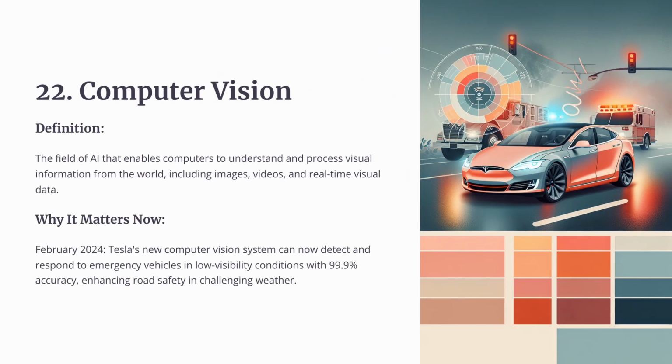Computer vision is the field of AI that enables computers to understand and process visual information from the world, including images, videos, and real time visual data. We're teaching computers to see and understand the world just like we do. Tesla's advancement with emergency vehicles is particularly impressive because it works in conditions where even human eyes might fail. Think about driving in heavy fog or rain. Now AI can spot emergency vehicles even when we might miss them. This isn't just clever technology, it's technology that's actively making roads safer.